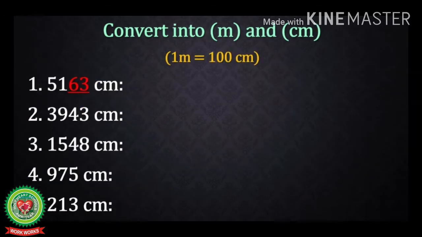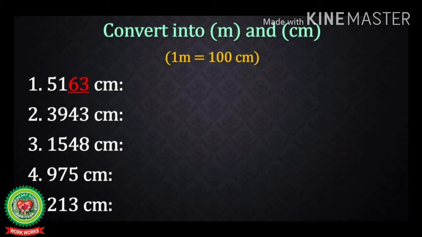Now the next conversion is converting into meters and centimeters. Now we are not converting meters into centimeters. We are converting into meters and centimeters. Again you have to remember 1 meter is equal to 100 centimeters, or we can say 100 centimeters is equal to 1 meter. Now children, look at the first sum.